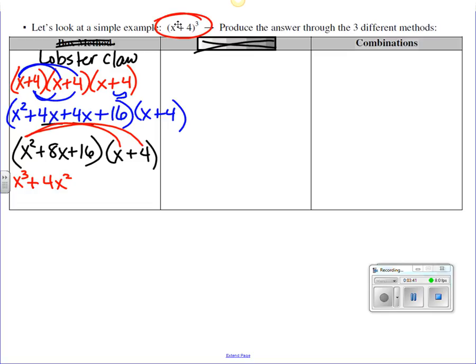Okay, after I do the x squared times both of those, now I need to do 8x times both of them. So 8x times x, 8x squared, and 8x times 4, 32x. Okay. And what do I have to do last? 16 times x, 16x, and 16 times 4. What is it?